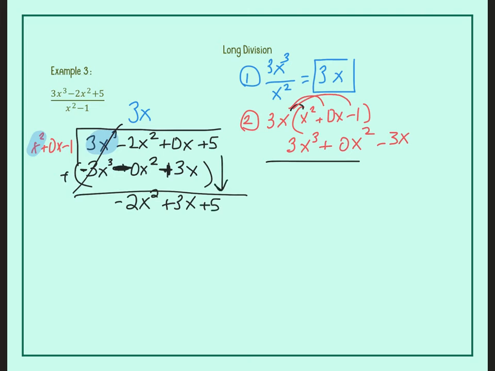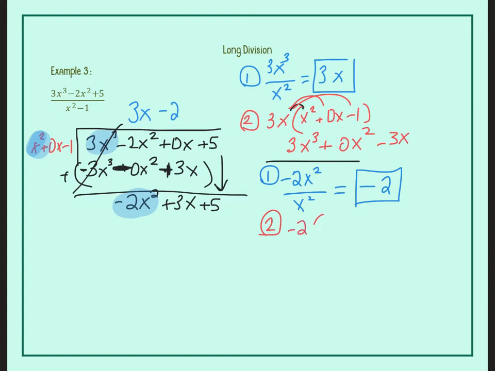Okay? We're going to repeat that process all over again. You take your first term, and we are still dividing by this first term outside. Okay? So step 1, negative 2x squared divided by x squared. When you divide those, you get negative 2. Whenever you divide, that is part of your answer. Step 2 is to multiply. Multiply the negative 2 that you just found, and you're going to multiply it by everything on the outside. When we multiply, we get negative 2x squared plus 0x plus 2.